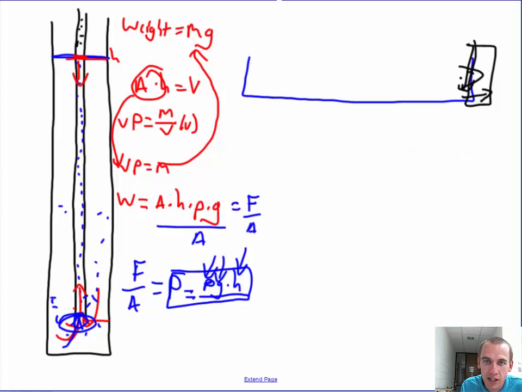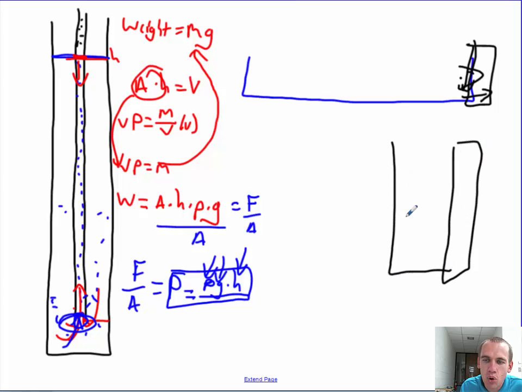But if I had a different lake that was short but really, really deep, then it's going to have more pressure because it's deeper. That water has a greater height. So the pressure from a fluid is rho, its density, times g times height.